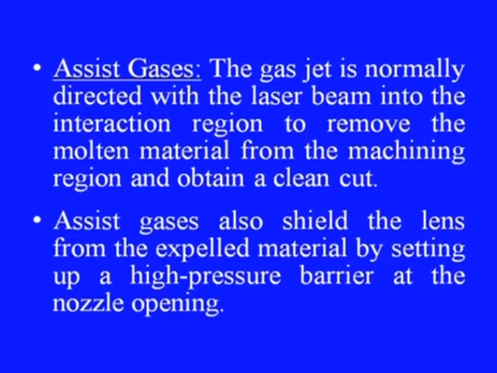The assist gases also shield the lens from the expelled material by setting up a high pressure barrier at the nozzle opening. This is another important function of the assist gas system, for usually this lens systems used in the laser focusing are of very high quality and costly. Therefore, it is to be assured that these lens systems do not get affected very easily by the evaporated work material. Therefore, it is needed that these evaporated materials to be sent away as far as possible from the lens system, and once we use this assist gas system, then they do this function as well.